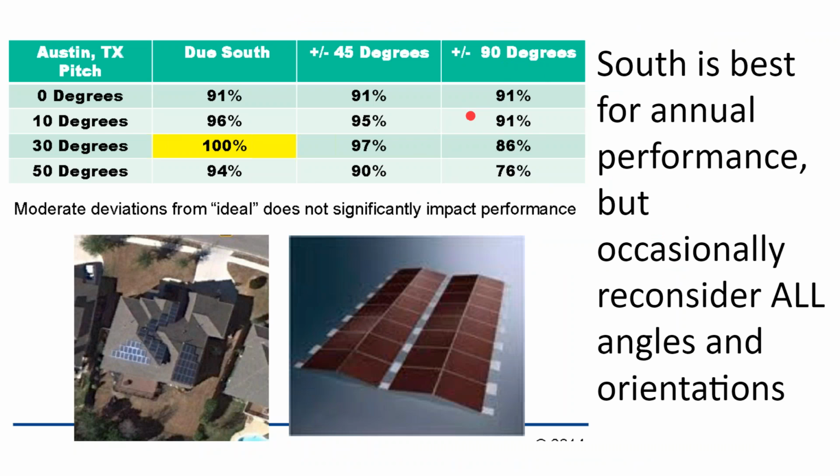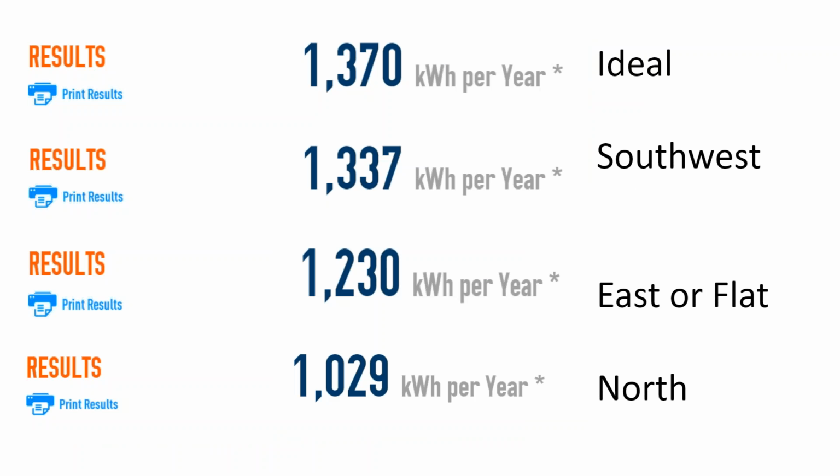And of course, what we also see is that if you're at a shallower tilt angle, the impacts of orientation begin to matter less. Although it seems to me that the trend in residential construction seems to be going for steeper roofs nowadays rather than shallower roofs. It's much easier to install on a shallower roof than a steep roof. Not that you can't do it.